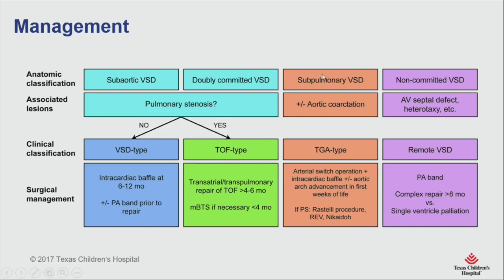If you have a subpulmonary VSD or a Taussig-Bing, then the treatment of choice is an arterial switch operation with an intracardiac baffle, and then aortic arch reconstruction if you actually have an aortic arch coarctation. If you have pulmonary stenosis, then you're going to need to use some of those procedures that we talked about when we talked about transposition: a Rastelli, a Nikaido, or a REV. And if you have a non-committed VSD, your options are, you probably want to push the can a little bit, and you either do a PA band followed by single ventricle palliation, or a PA band and intracardiac exploration, and see if there's anything that you can do to create a complex intracardiac baffle in these cases.